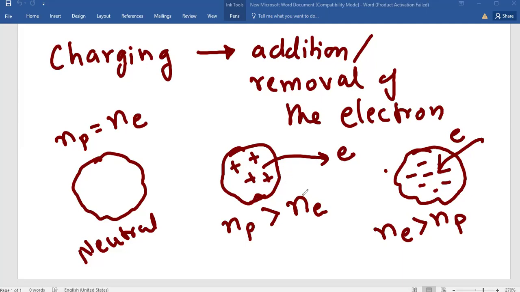Now quickly, can you tell me how we charge one object? When we say charging, we mean the addition or removal of electrons from the body. Initially, when an object is neutral, it has the same number of protons as electrons. When we take away electrons, since we're taking away negative charge, it becomes positively charged. And when we add electrons, since we're adding more negative charge, it becomes negatively charged. Perfect. Now, how do we add or remove the electrons? There are certain methods.